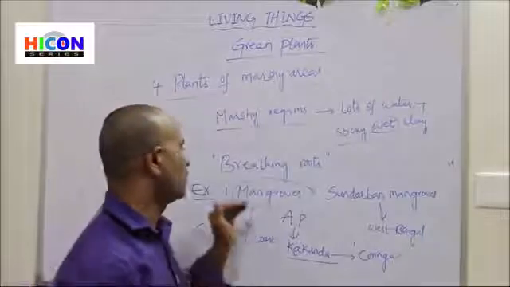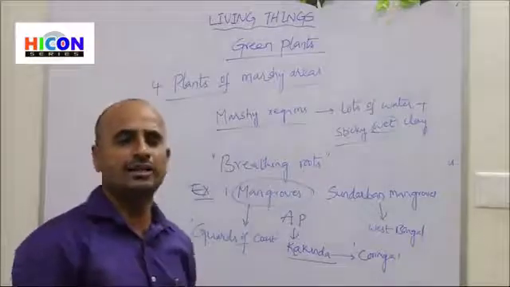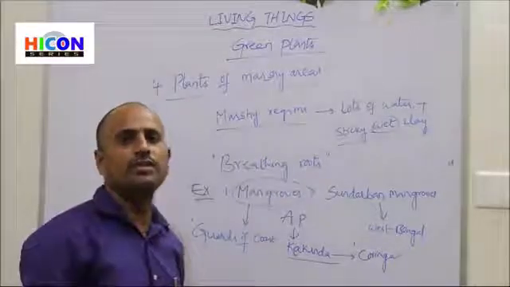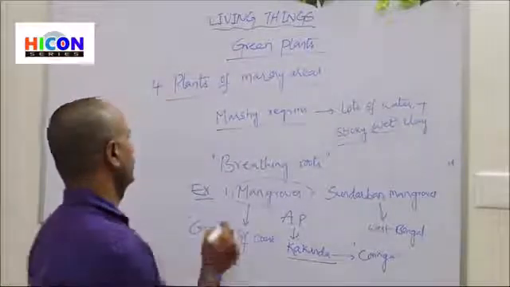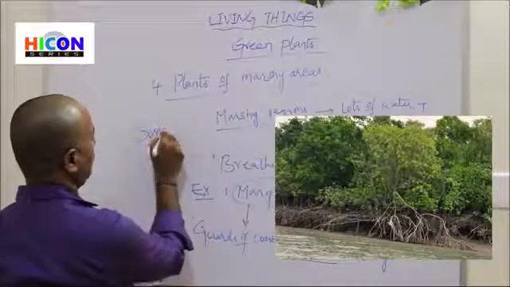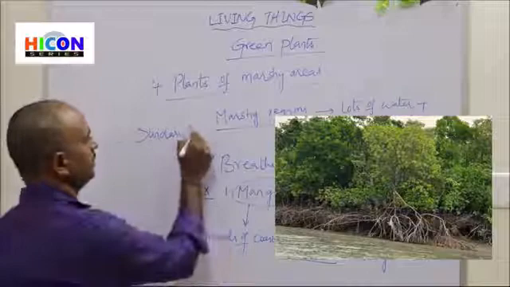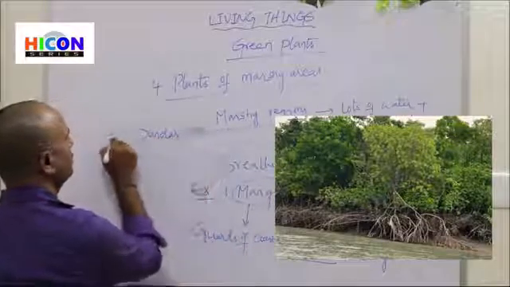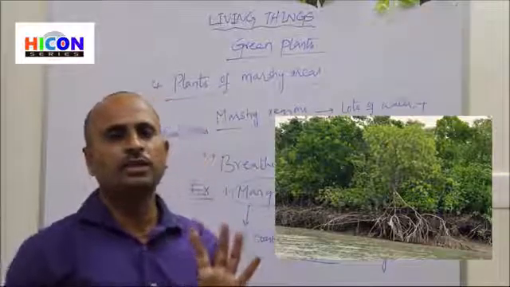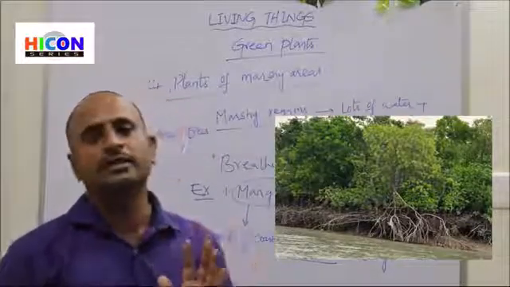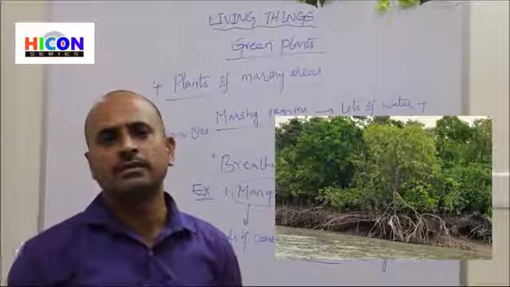So this is about mangroves. This is an example for the plants which grow in marshy areas. And another example for these plants is sundari trees. So this is also one of the types of mangrove trees. This is the second example. So look at the picture. In the picture you are observing sundari trees. These are also looking like mangrove trees.